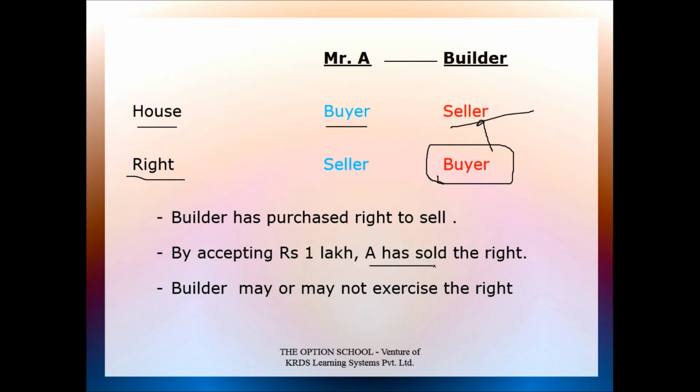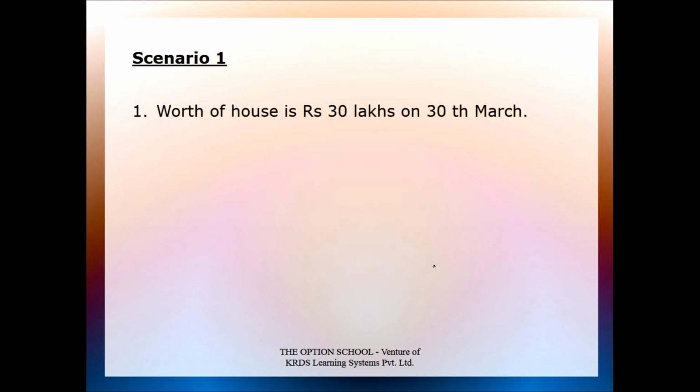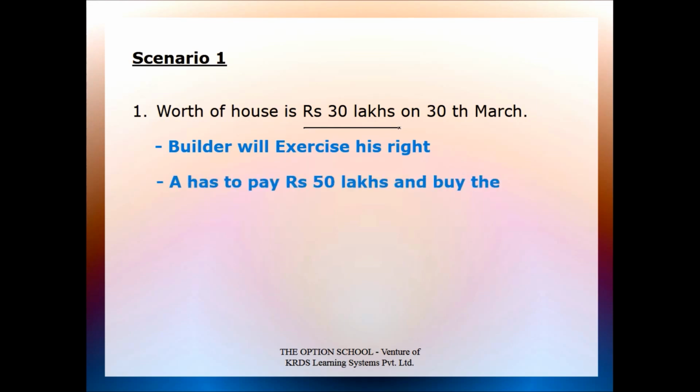The builder may or may not exercise the right. Since the builder has made the payment, it is purely his choice whether he will sell this property to Mr. A or not. Let us see what the different scenarios can be. The first scenario is, let us say the worth of the house, which was 50 lakhs on 1st January, is only rupees 30 lakhs on 30th March. The price has gone down by 20 lakhs. In this case, the builder will use his right. He will exercise his right. He will ask Mr. A to buy the property for 50 lakhs. A has to pay rupees 50 lakhs and buy the house.